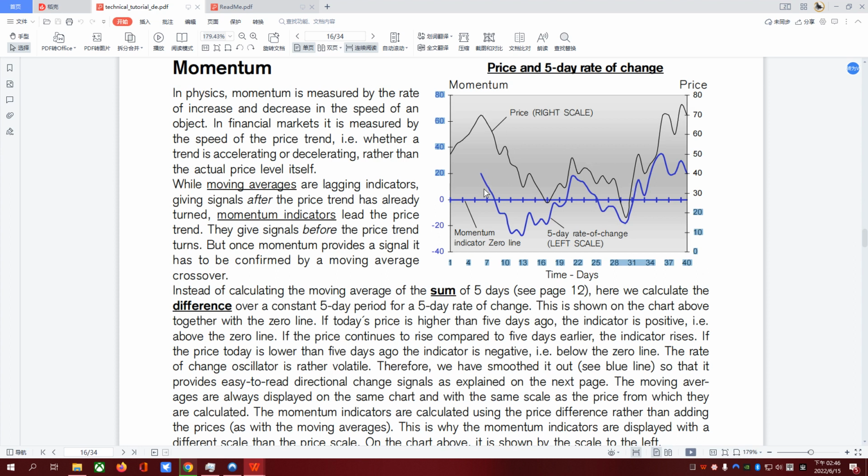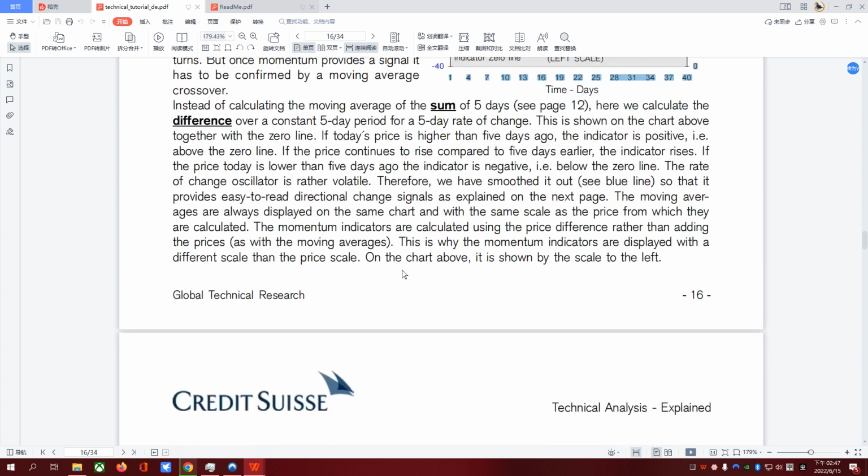So instead of looking at the moving average, you can just draw an indicator zero line, calculate those 5-day rates of change, and then draw the line. When it hits below 0, you short. When it hits above 0, you long. Okay, when you long, that means you're buying the stock. Short means you're selling the stock.